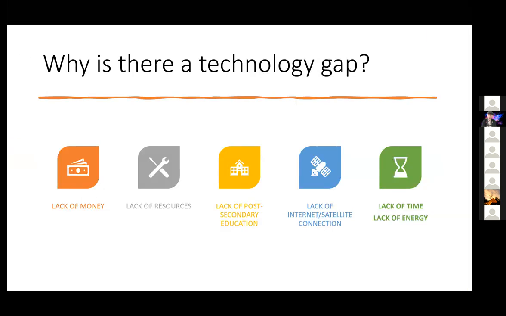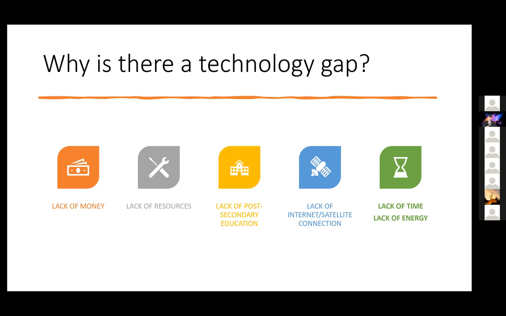And so some of the reasons for technology gaps: lack of money, unfortunately, and lack of resources. So that could be things like the satellite network, the information, the books, everything. Lack of post-secondary. A lot of times people are first exposed to these new technologies in post-secondary, such as us, for example. And so if you don't go to post-secondary, there might not be a reason for you to be using these advanced technologies that you can at least see in your life.